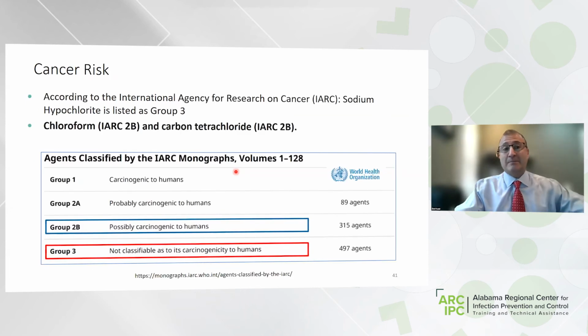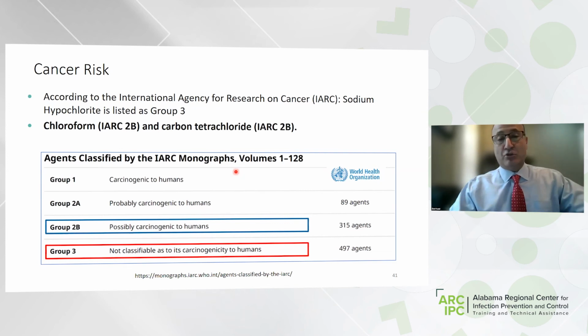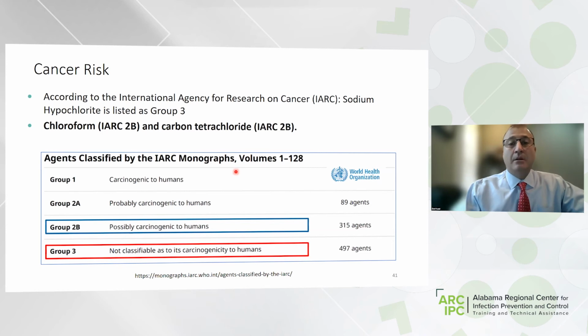The last couple of topics I want to talk about are the long-term effects, starting with cancer. And the good news is that sodium hypochlorite currently, according to the International Agency for Research on Cancer, the IARC, is classified as not classifiable regarding its carcinogenicity to humans, as a group 3. And why is that? Because you don't have human studies that show it's carcinogenic, and you have very limited animal studies. So that's good for us.